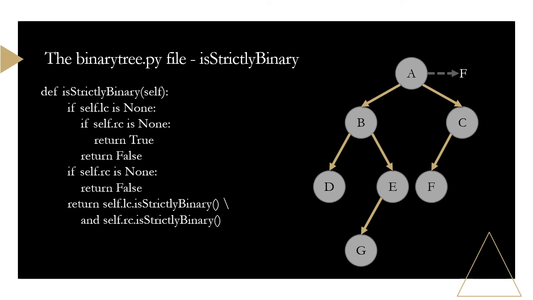And as you can see from the diagram, this is the correct response because this tree is not strictly binary. You have C which has one child, you have E which has one child.